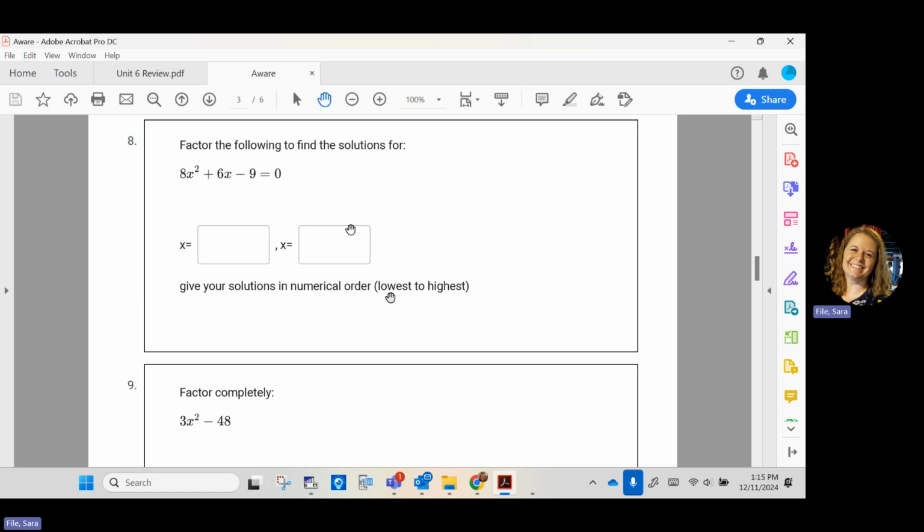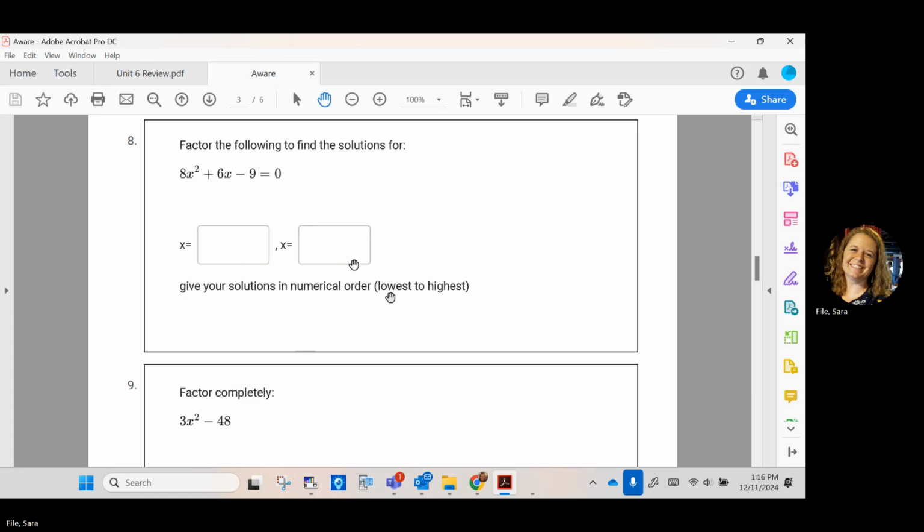So you're going to get two answers here. You put the smaller number first and then the bigger number. If you switch it, it's going to count it wrong because it's only going to read it one direction. So make sure you're putting the smaller number first and then the larger number.